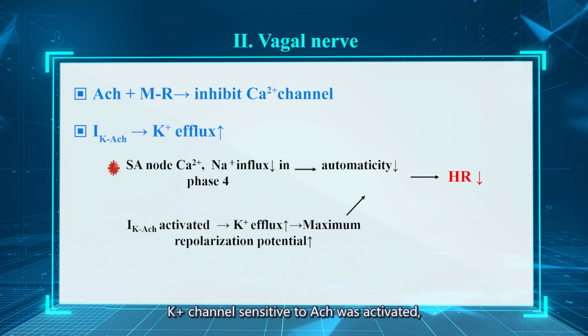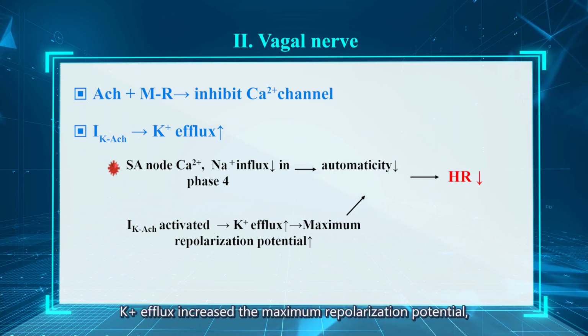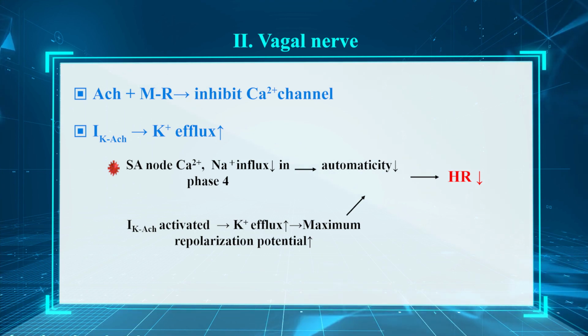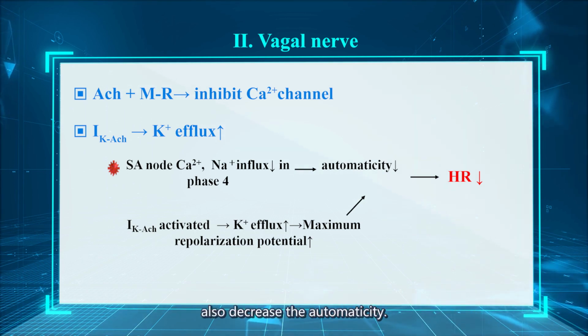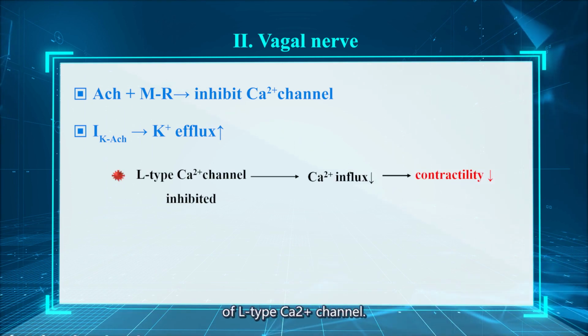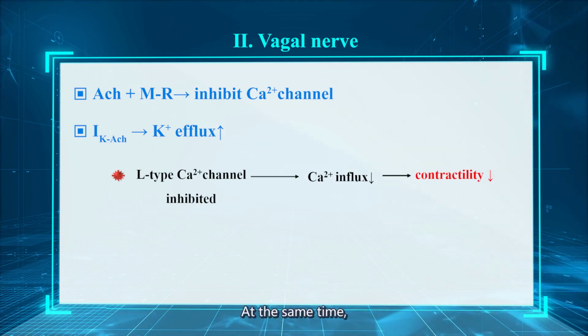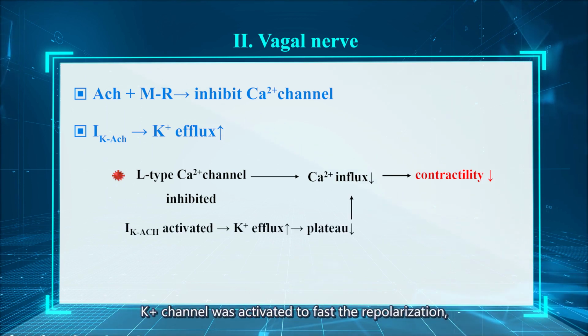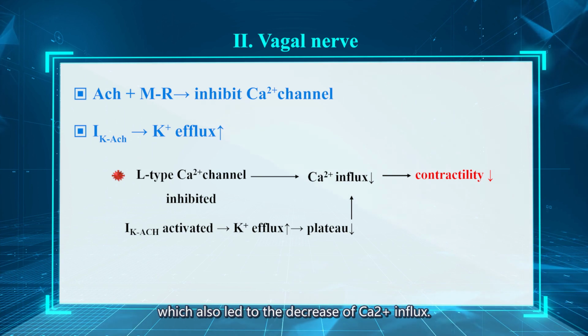In addition, the potassium channel sensitive to acetylcholine is activated. Potassium efflux increases the maximum repolarization potential, which also decreases the automaticity. The decrease of myocardial contractility is due to the inhibition of the L-type calcium channel. At the same time, the potassium channel is activated to speed up repolarization. The plateau is shortened, which also leads to the decrease of calcium influx.